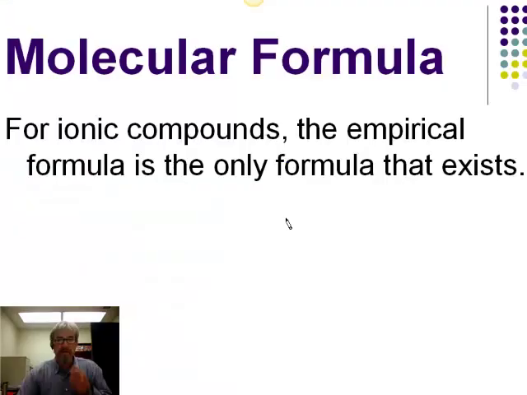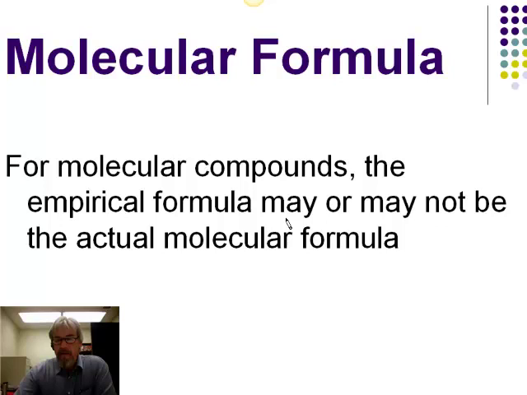When you have an ionic compound and you find the empirical formula, you're done, because the empirical formula is the only formula that exists. In an ionic formula, all you're doing is calling out what is the ratio of one ion to the other in the crystal of that compound. But for molecular compounds, the smallest whole number ratio, the empirical formula, might be the actual molecular formula, or it might not be, because there's more going on than just a simple ratio.